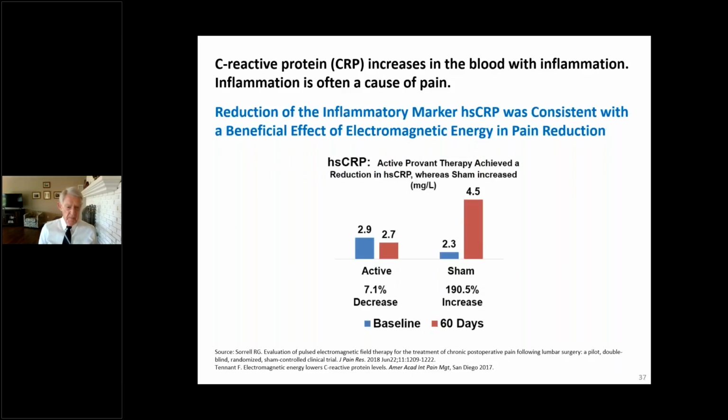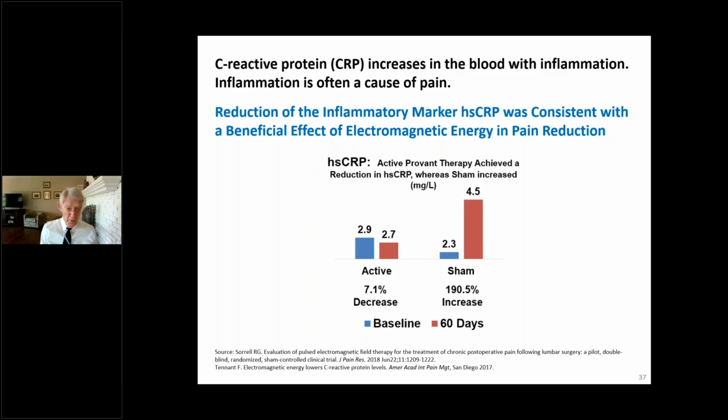decreased in those people who got radio wave electromagnetic therapy, which was pulsed, and the trade name was Provant, and they just happen to be one of the devices that are not available to the general public yet. It's research, it's available in the veterans hospitals, but nevertheless, C-reactive protein decreased. Those who didn't get it increased.